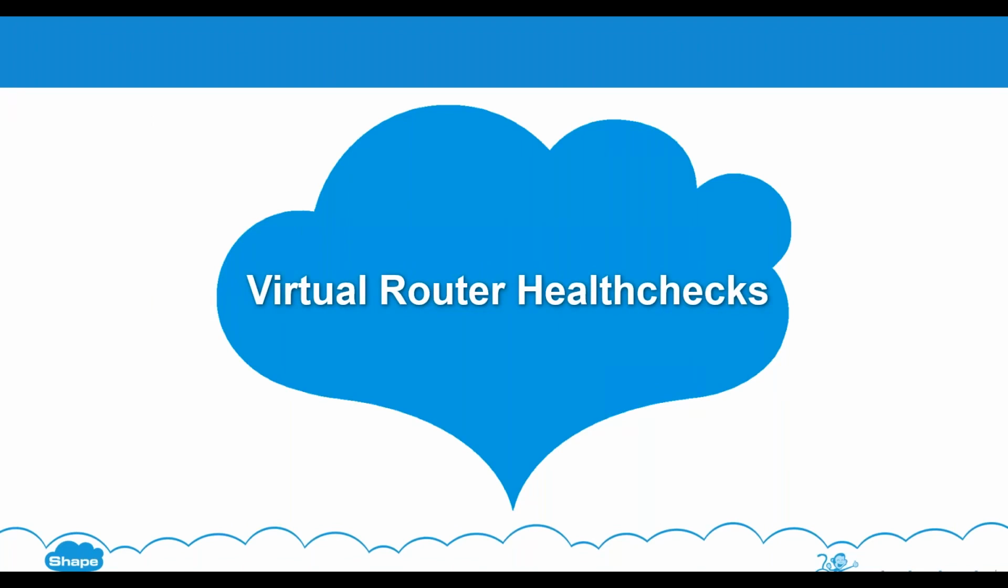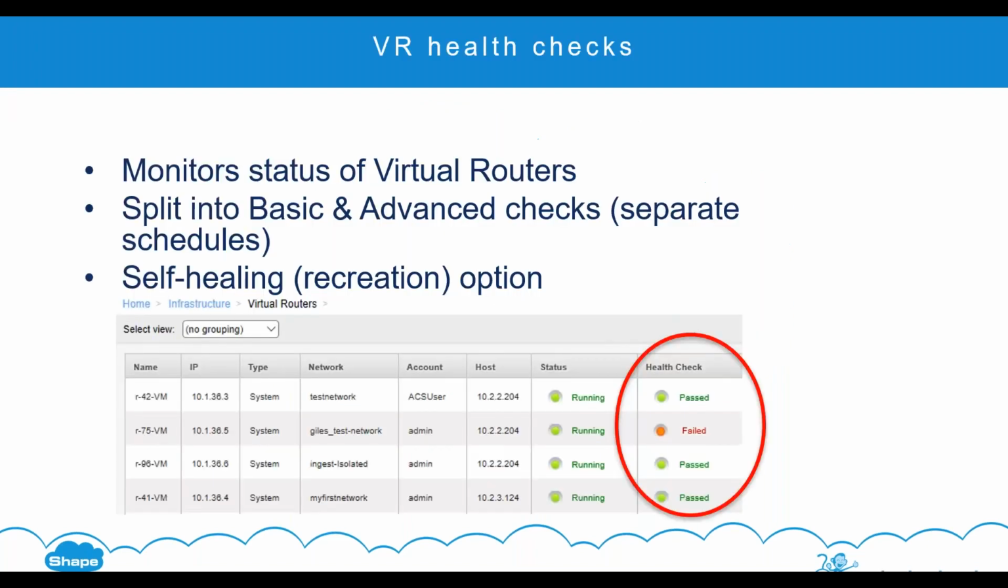Okay, a really nice piece of functionality. We all know virtual routers are one of the pain points with CloudStack, and making sure those virtual routers are managed and are operating correctly. So 4.14 has detailed health checks running for virtual routers. And what it's doing is monitoring the status of every virtual router. It has 2 different types of tests, basic and advanced, and they run on 2 different time-lapse schedules.